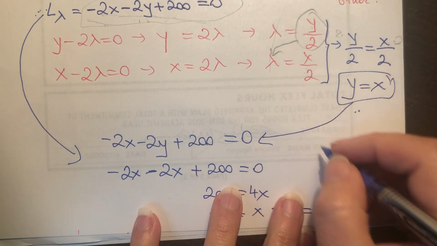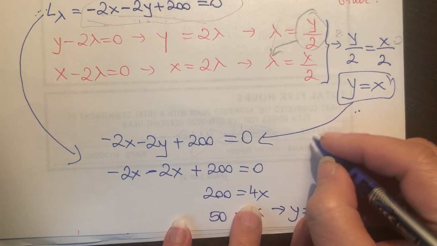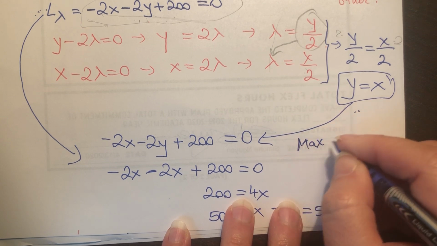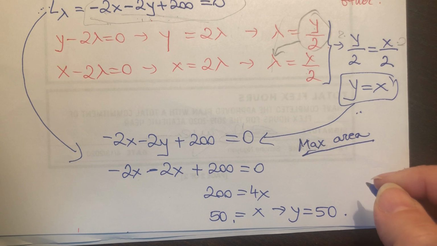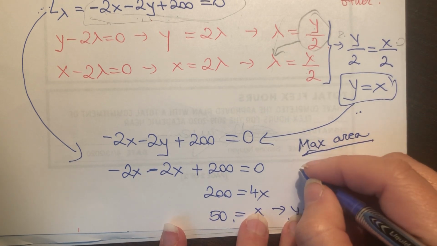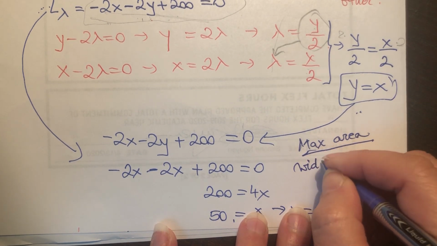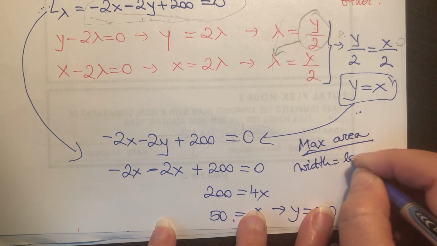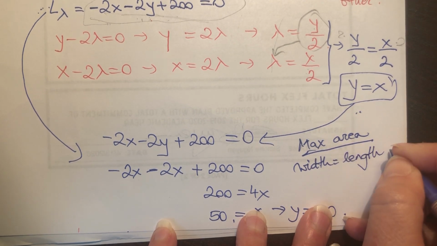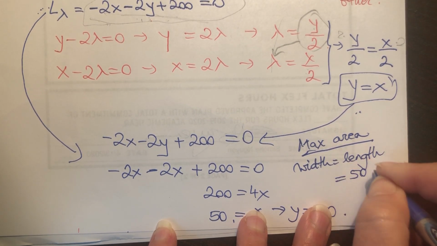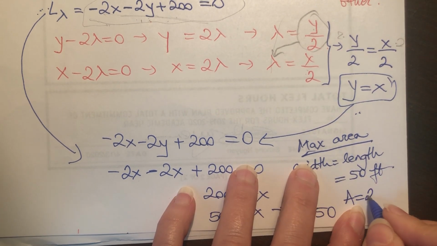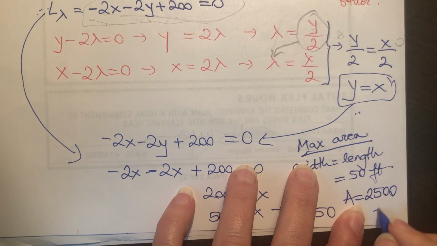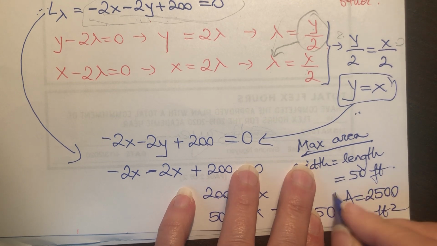What were we trying to do? We were trying to find the maximum area of a rectangle with a perimeter of 200. So the width has to equal the length, it turns out. Each has to equal 50 feet. Now that area will be 50 times 50, which is 2,500 square feet.